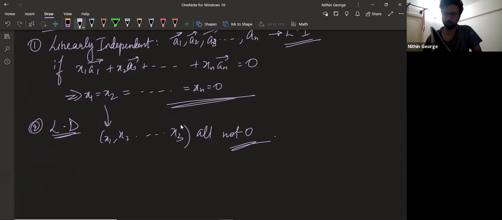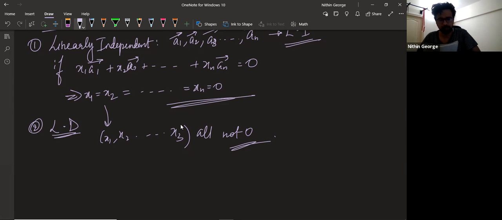A superset of a linearly dependent set of vectors is linearly dependent. So don't write linearly dependent as it is. LD is good enough. LI is linearly independent. Okay. First point is superset of a linearly dependent set of vectors is linearly dependent.